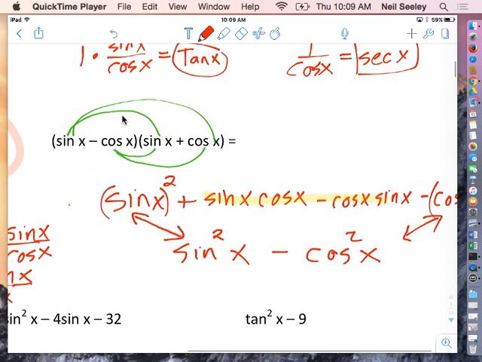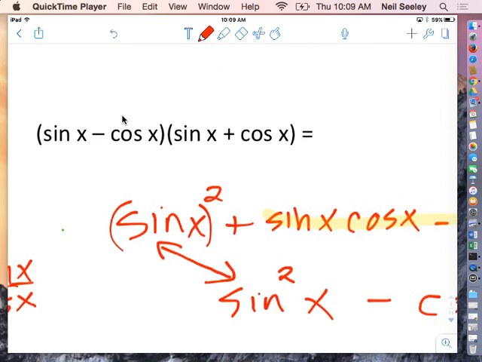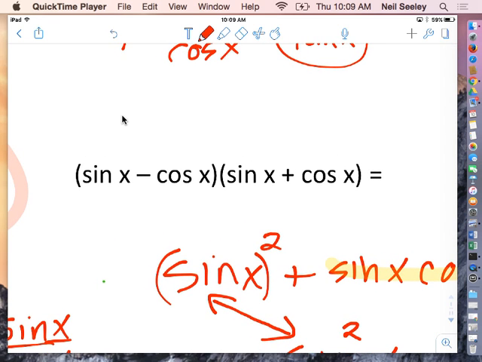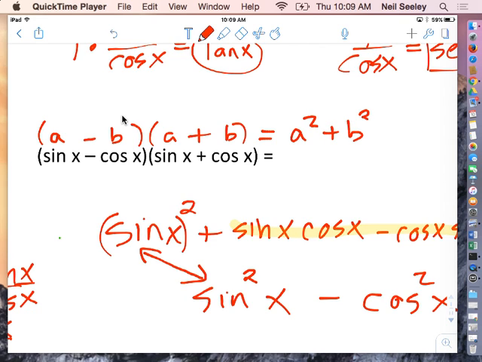That's the long way. What I need you to start recognizing, though, is one of 3 really, really big ideas in this section. You need to recognize the difference of squares when you see it. It's really important. This is like a minus b times a plus b. And if you remember, a minus b times a plus b is always equal to a squared minus b squared. It's called the difference of squares. It's one of our favorites.